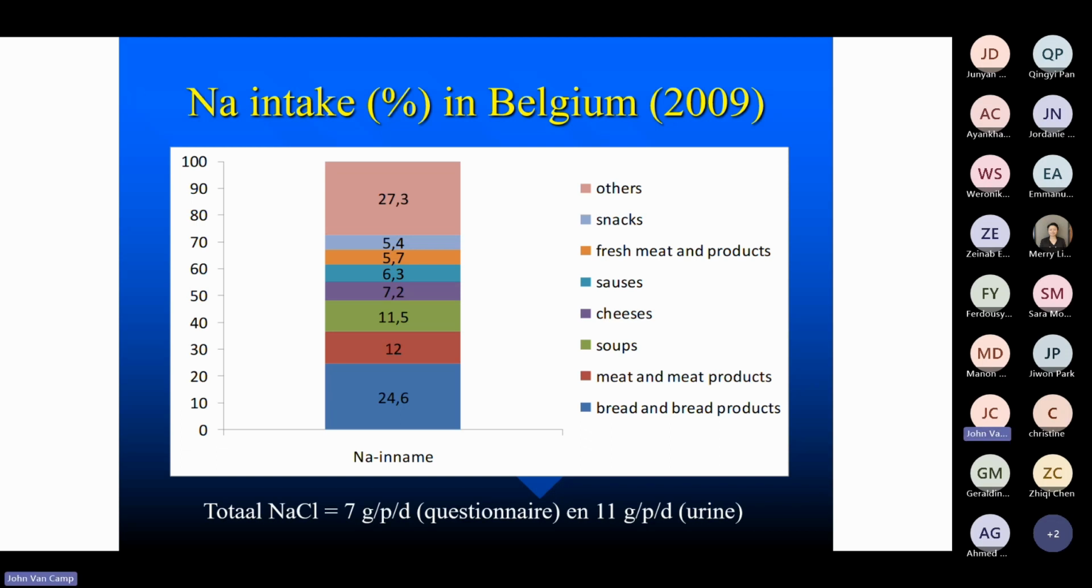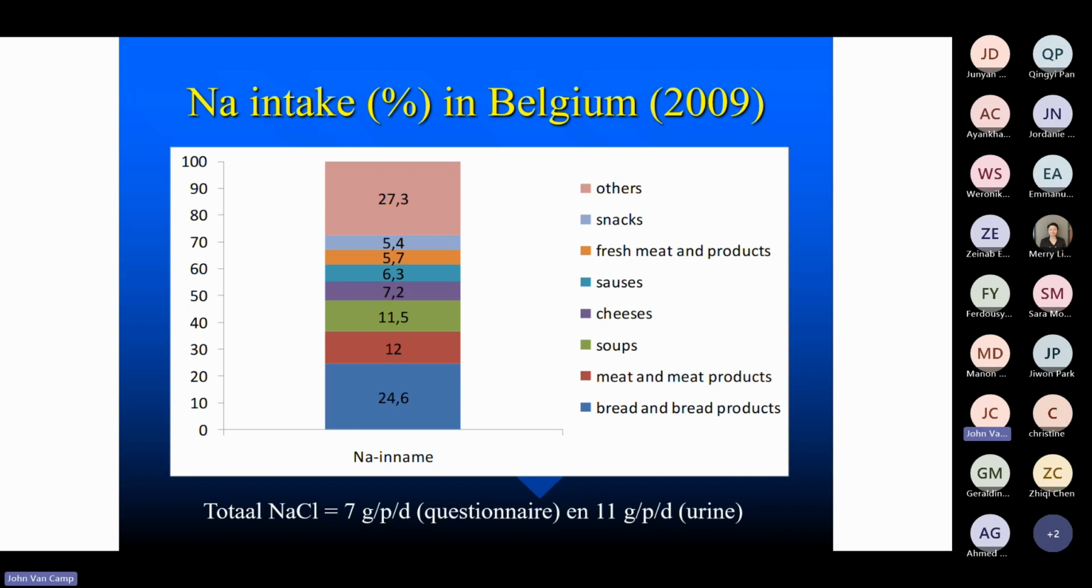The total salt intake measured by a questionnaire was 7 grams per person per day. And remember, the recommended amount for salt is around 5 grams per person per day. So we're talking about higher levels on average for the population compared to what is required.